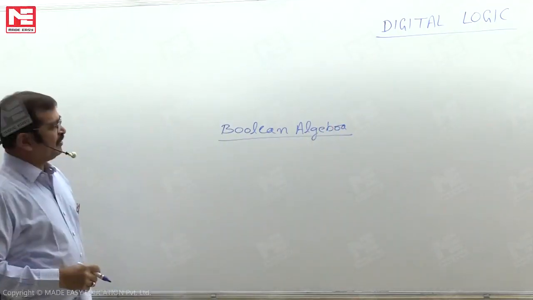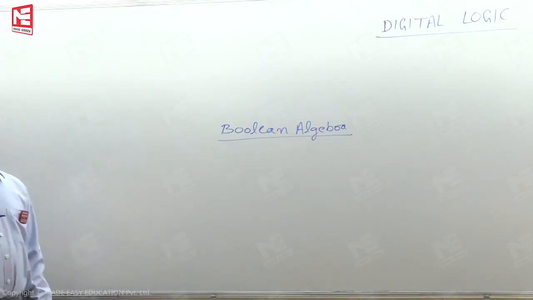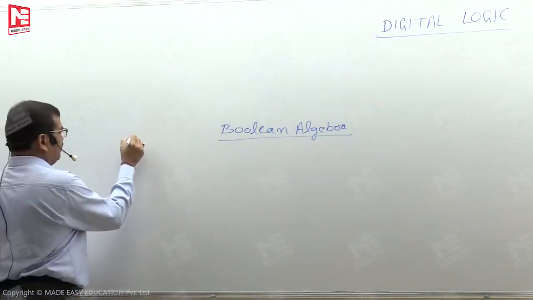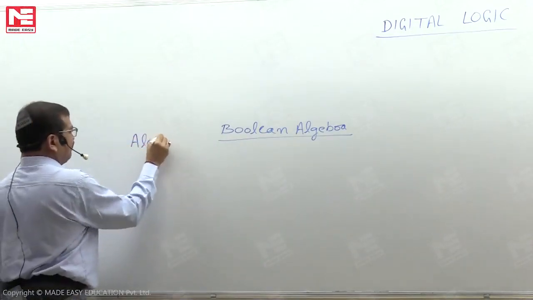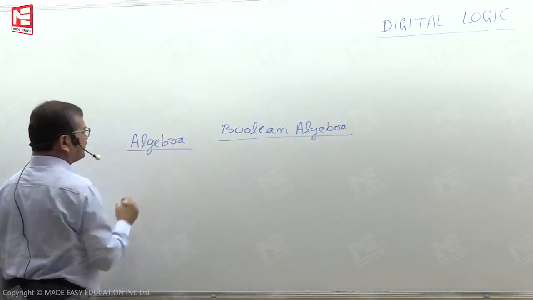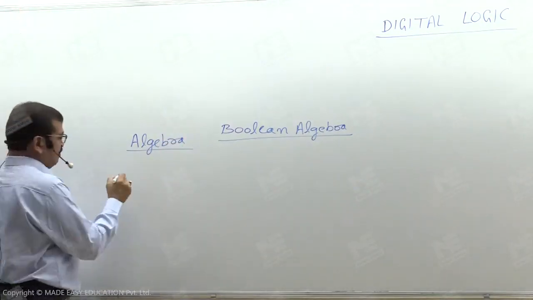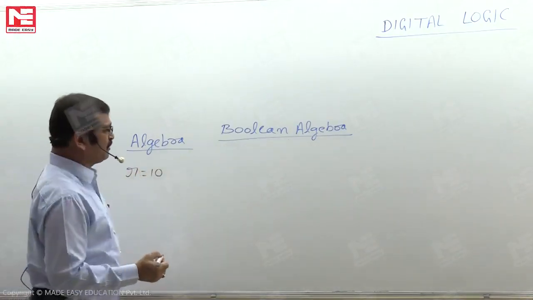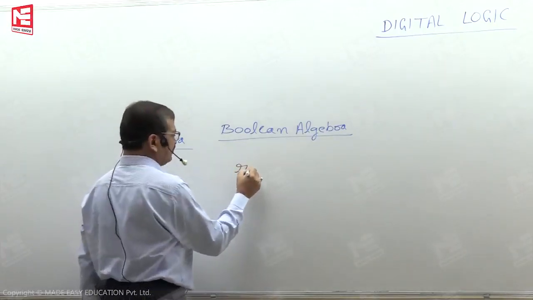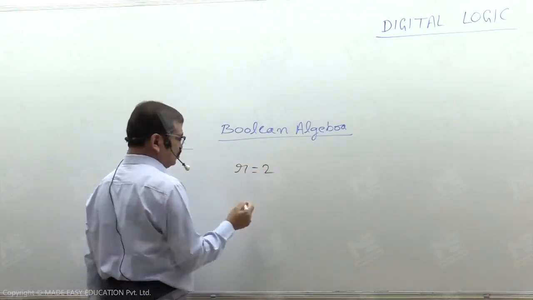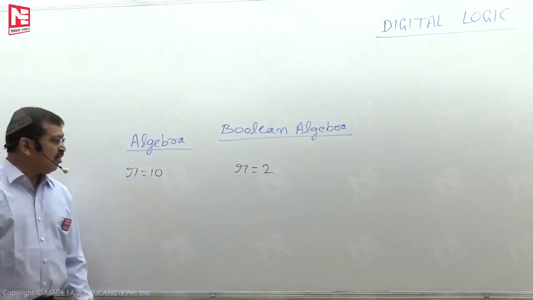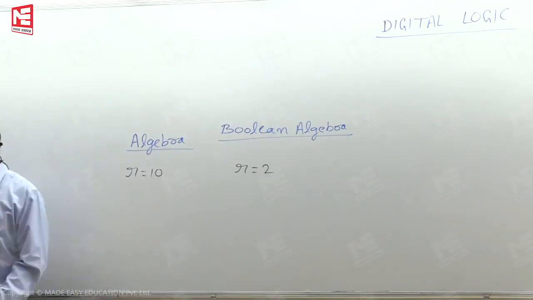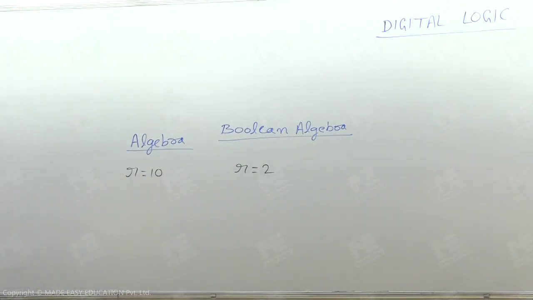If you look at the difference between the algebra we learn in schooling and this Boolean algebra: the algebra we learn in schooling is the conventional algebra. The conventional algebra is based on the number system which has base 10. Whereas this Boolean algebra is based on the number system which has radix, that is the base, as 2. So the conventional algebra is based on the decimal number system, whereas the Boolean algebra is based on the binary number system.